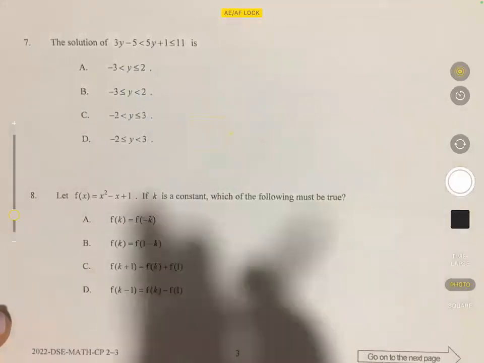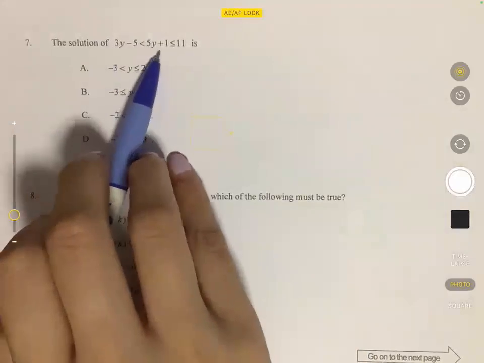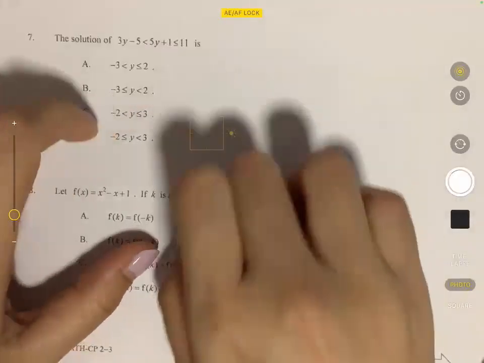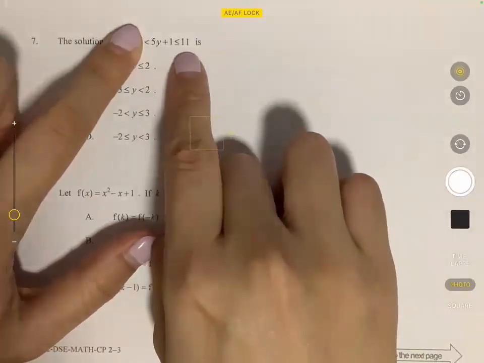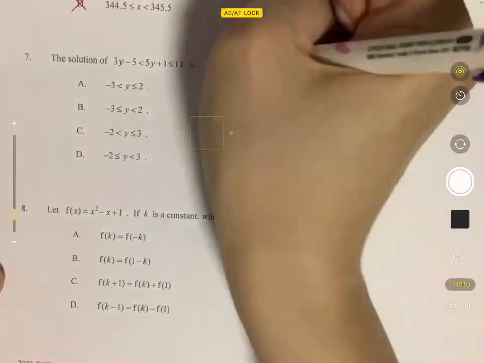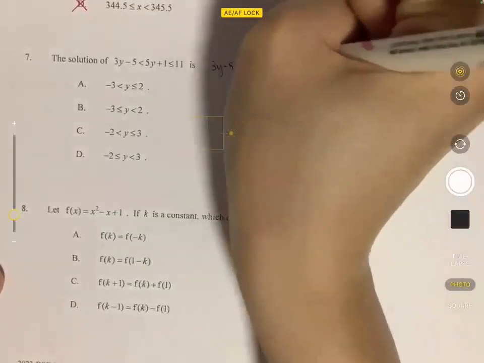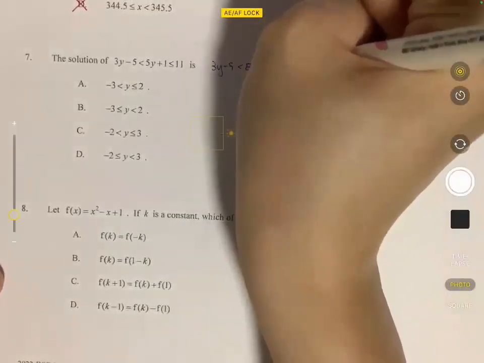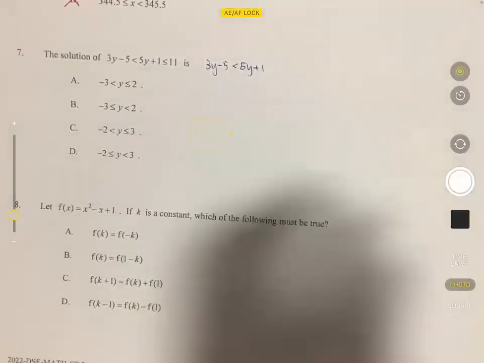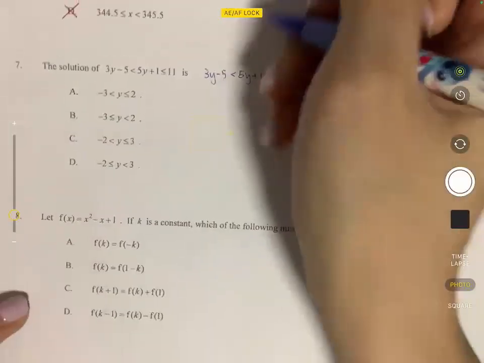We always separate so that we have left, middle, and right. The first one is left and middle, and the second one is middle and right. So I will separate into two. That means I write down like this. For question 7, 3y minus 5 less than 5y plus 1, which is the left and middle.